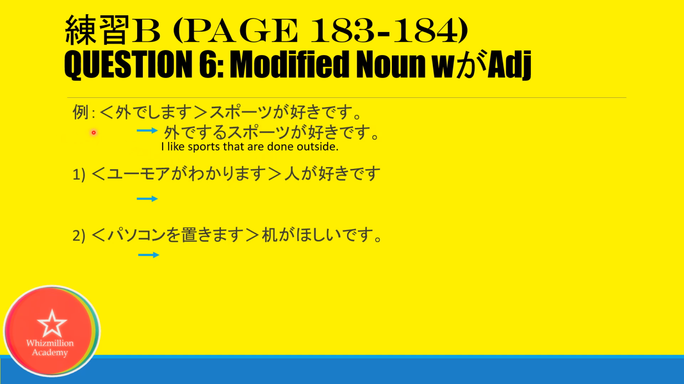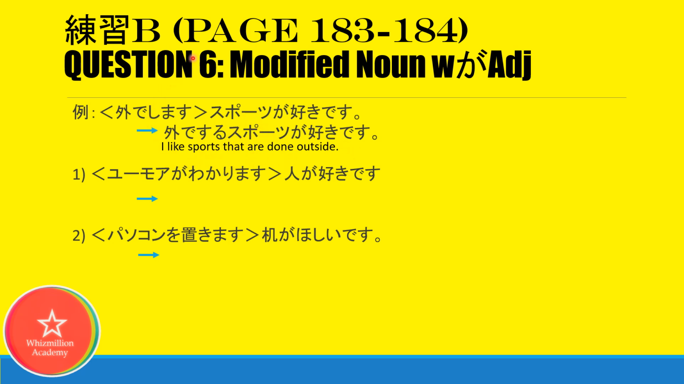Let's look at example 1. 外でします。スポーツが好きです。Okay? The noun that we are trying to modify is スポーツ. And if we say スポーツが好きです, we already modified the noun once. We know that this is not just any sports, but the sports that I like. Okay? And then we combine the first and the second sentence. 外でするスポーツが好きです。So this sports is the kind of sports that is done outside. So we are describing the noun for the second time. Right?